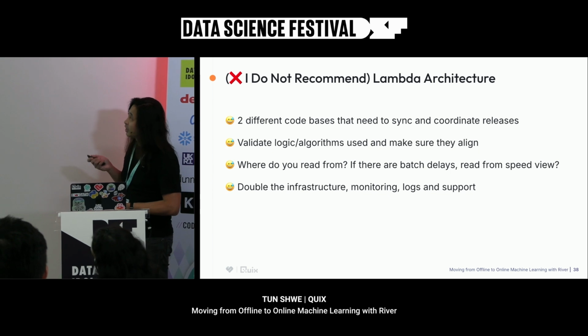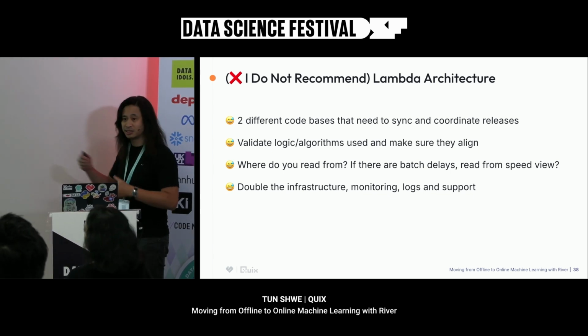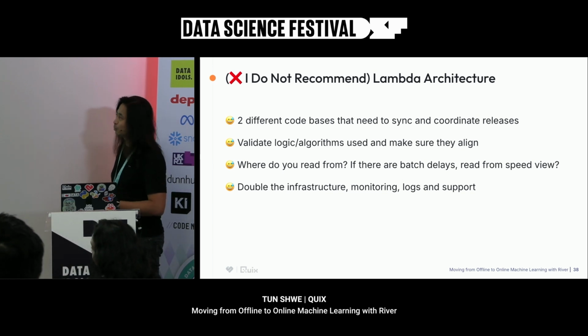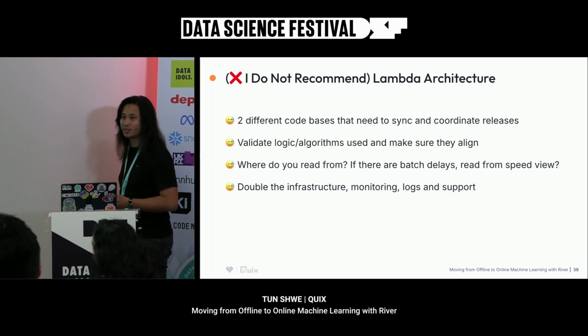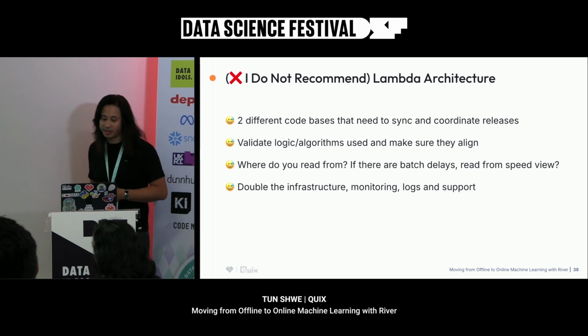So the problem with that Lambda architecture is that you have two different code bases that need to sync and be coordinated for releasing. It's normally code duplication, and that creates complexity. We all know I don't like complexity, and we shouldn't go for that. And you have to validate these algorithms to make sure that they align.